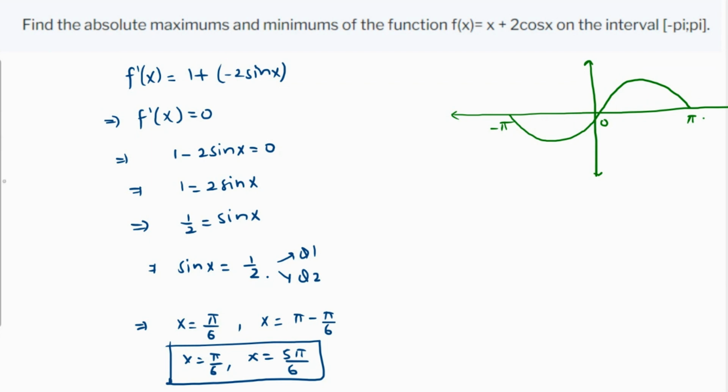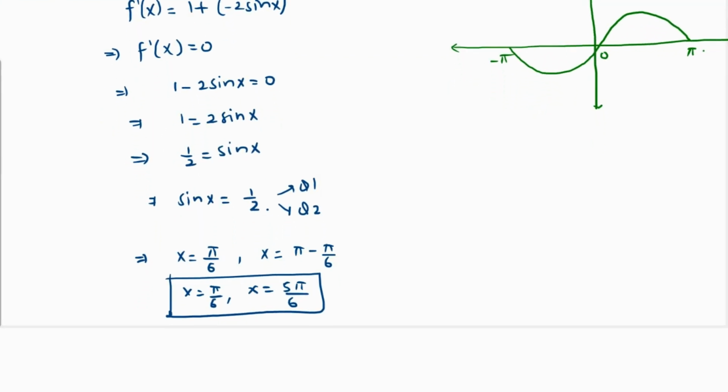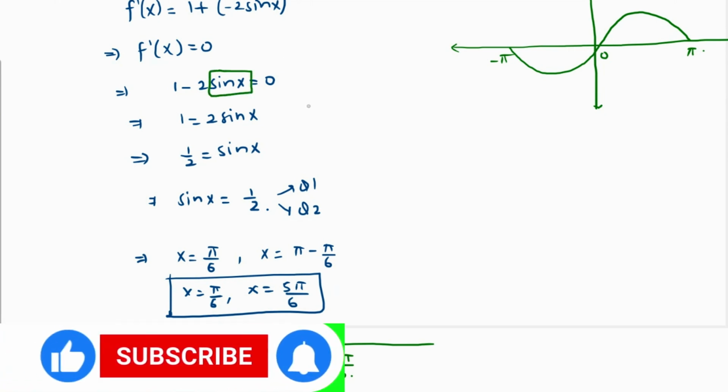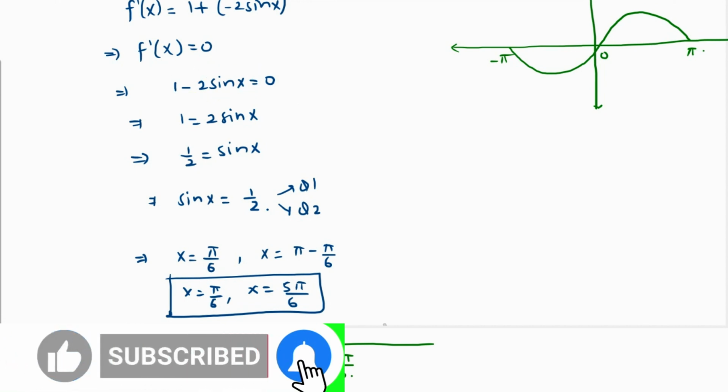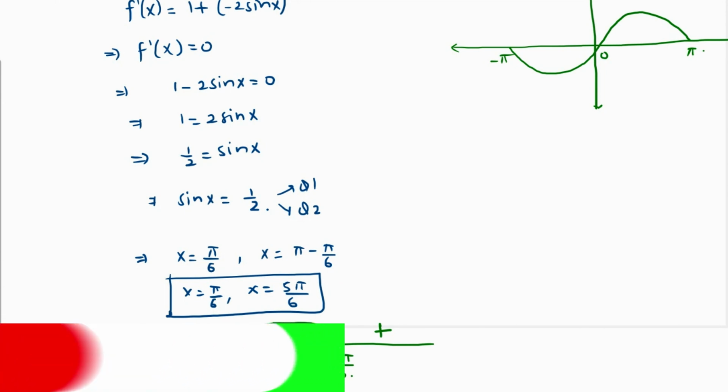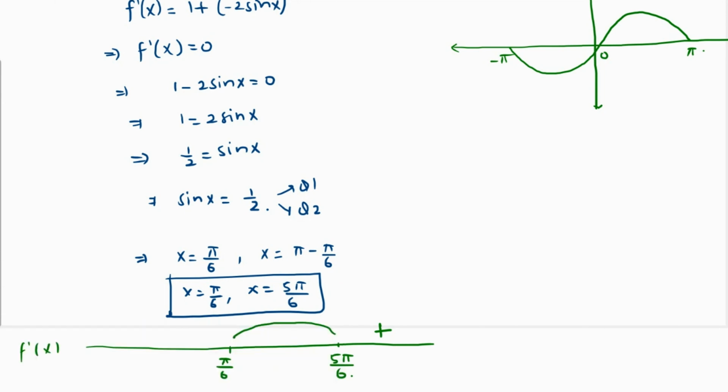Okay, now we are interested in finding whether it has a maxima or minima. So that's where we are interested in knowing the sign change of f prime x about these points. So this is pi over 6, this is 5 pi over 6. Any number which is more than 5 pi over 6, let's say we put pi, sine pi is 0, so 1 minus 0 is 1, so we have a positive number over here. Any number between pi over 6 to 5 pi over 6 can be pi over 2. So sine pi over 2 is 1, and 1 minus 2 is minus 1, so that's negative.